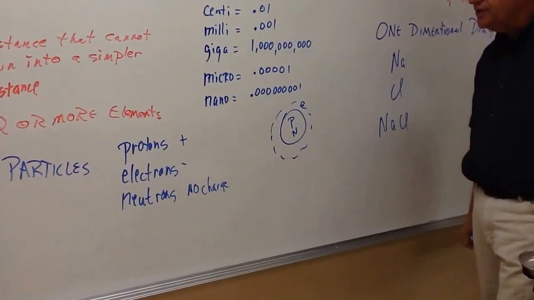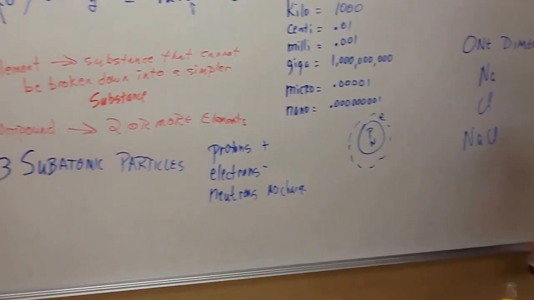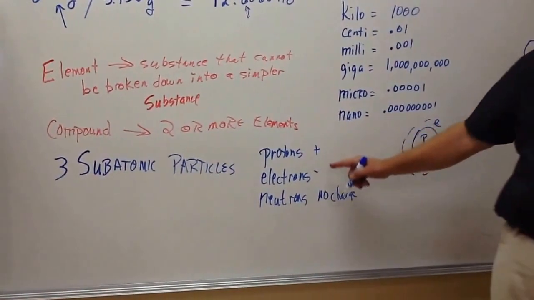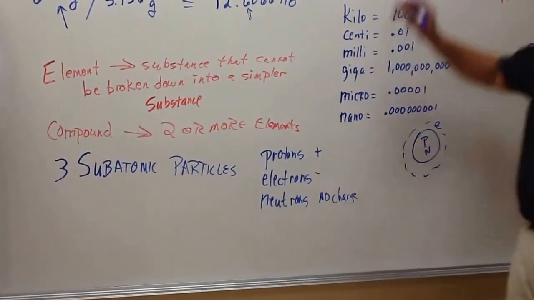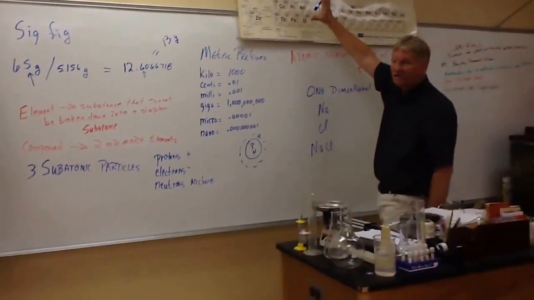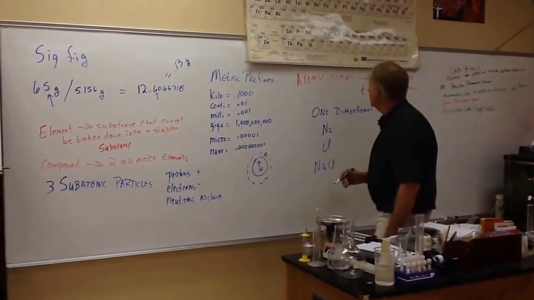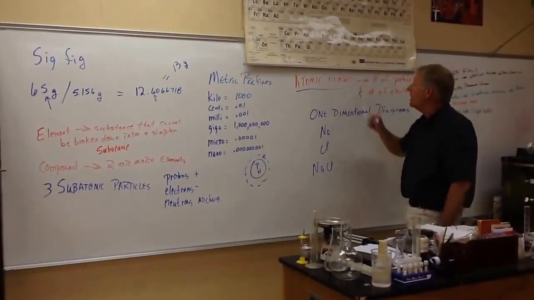Now, here's the neat thing. This is probably a review for you, you've had this before, but protons have a positive charge and electrons have a negative charge. Now, when we look at the periodic table, everything up here in its natural state has a 0 charge. Now, let's talk about why that is. The reason is that we have something called the atomic number.